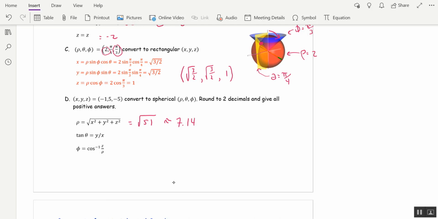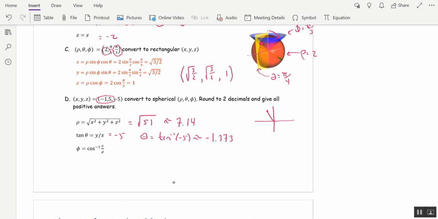So tangent theta is -5. So our first try at theta is going to be tangent inverse of -5. Plug that into a calculator and you'll get -1.373. But again, we need to look at where we are. Let's look at x and y. X is negative, y is positive. So we're up here. We're in quadrant 2.